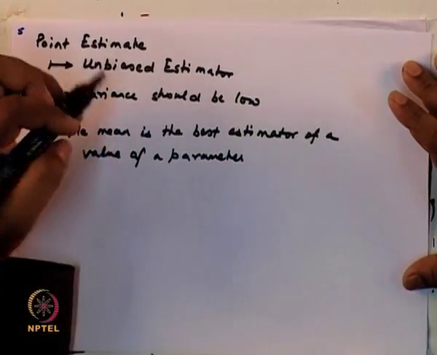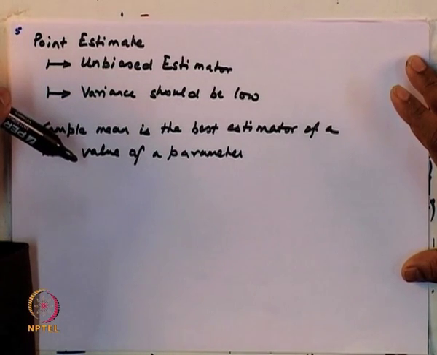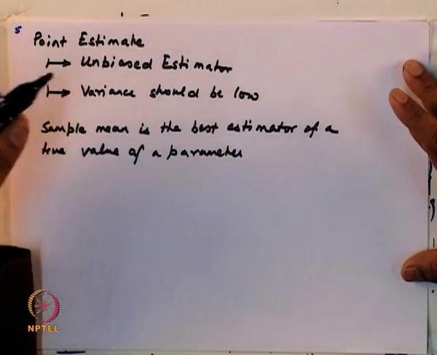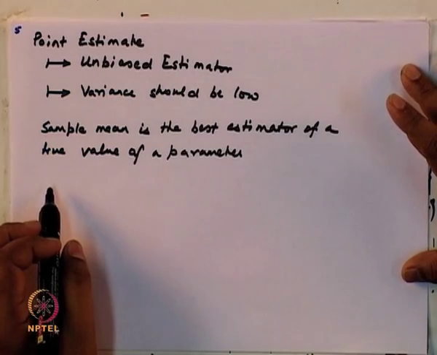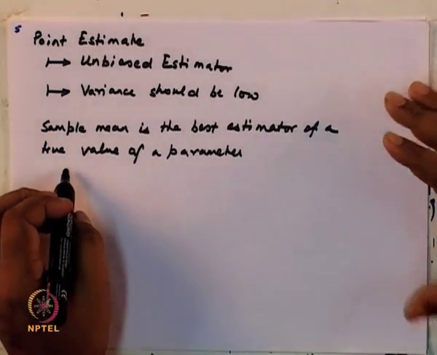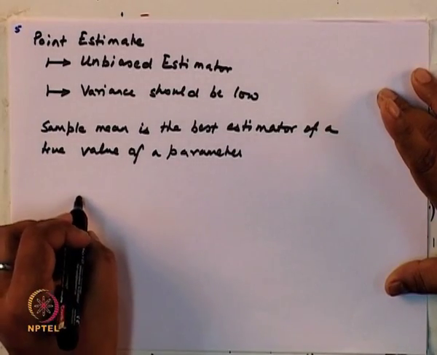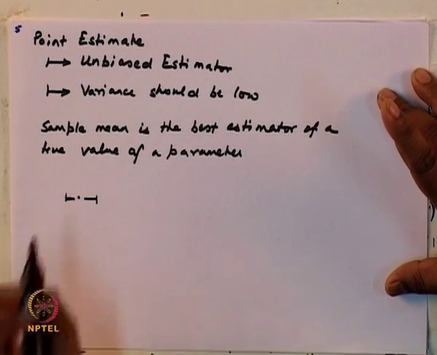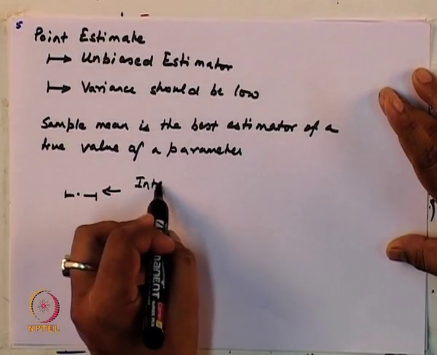Why? Because we showed that the sampling mean follows a normal distribution, and if your sample size is larger, then your variance can also come down, because the variance of the sample mean is sigma square by n. But in the general case, as opposed to predicting a single value, it is better to come up with a range. This kind of a range is called an interval estimate.